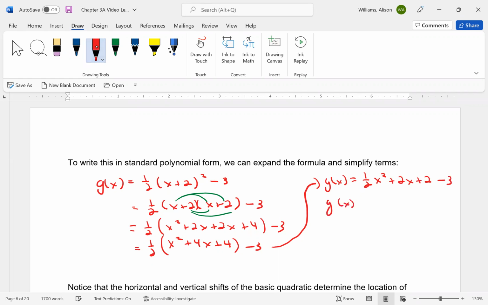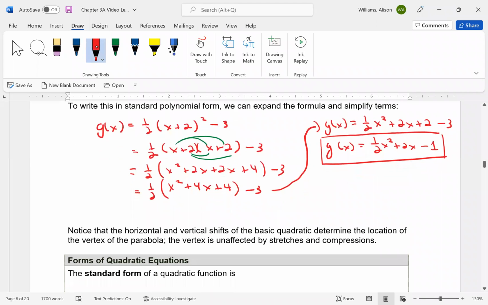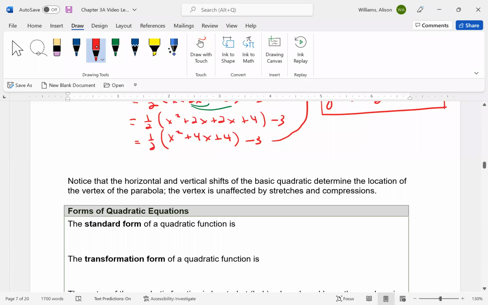Okay, so the final then would be g of x equals 1/2 x squared plus 2x. And then the 2 and the minus 3 combined to be -1. So this would be that same equation in standard form. So standard form means that we have it multiplied out. So this standard form, the general standard form for any quadratic is ax squared plus bx plus c. And you may have seen that in a previous class before. In fact, I tend to teach it this way when I start doing factoring.